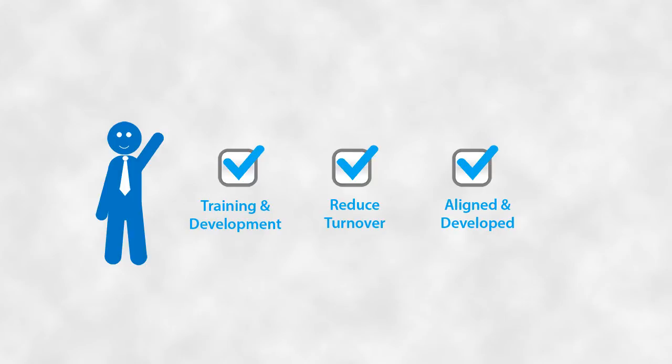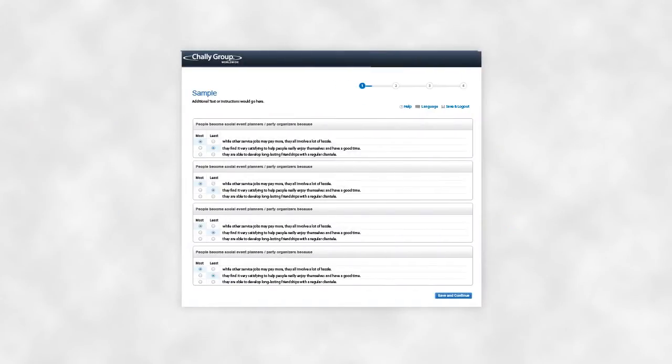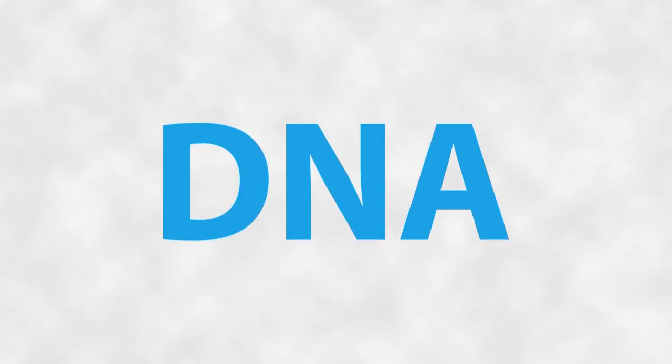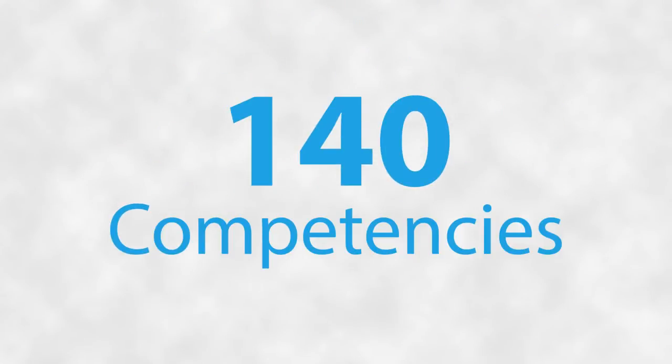In order to leverage this powerful tool, management must first have their team take the Chally online assessment. It takes about 45 minutes and collects all of the work DNA of the team. The assessment measures the team's potential against 140 competencies and key motivators.